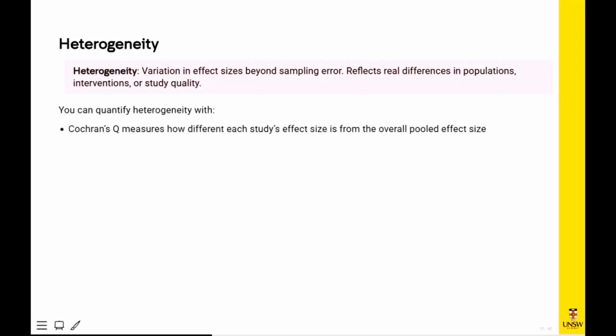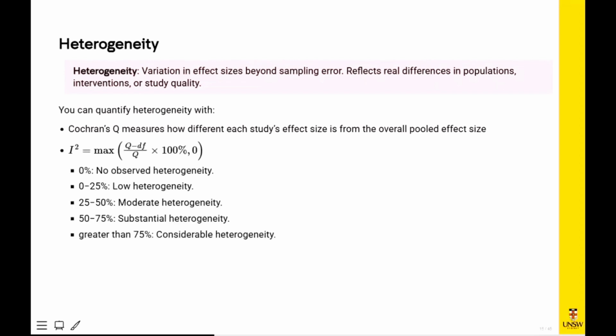So we can quantify heterogeneity with a few different statistics. The most common ones are Cochran's Q, which measures how different each study's effect size is from the overall pooled effect size. And then we can use that information to calculate what's called I-squared, which is a value that ranges from 0 to 100%. 100% meaning that's a heck of a lot of heterogeneity, 0 meaning everything looks the same. There are some general guidelines on what's high heterogeneity and what's low heterogeneity.